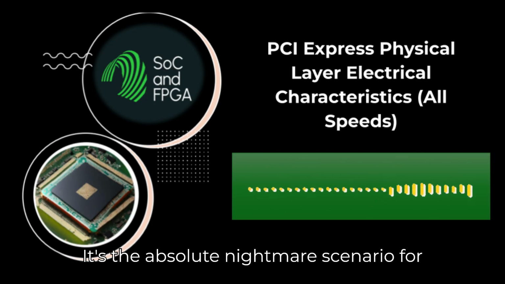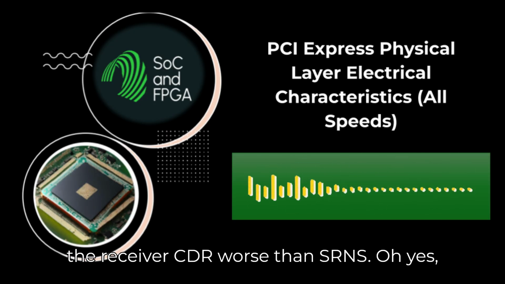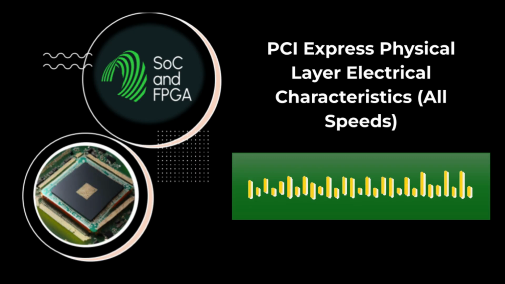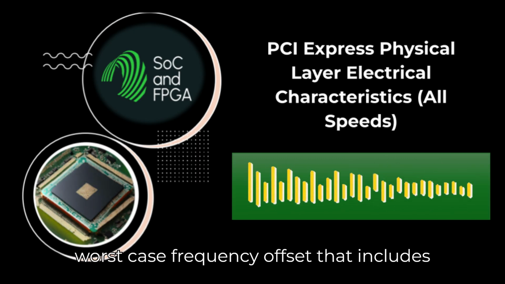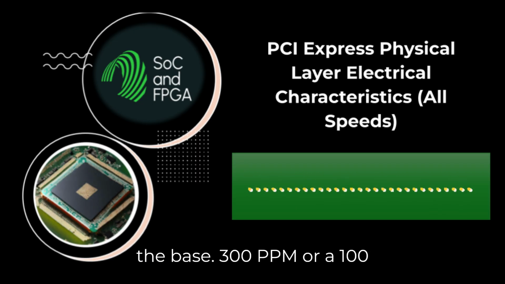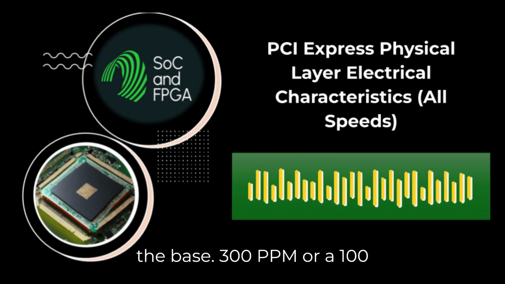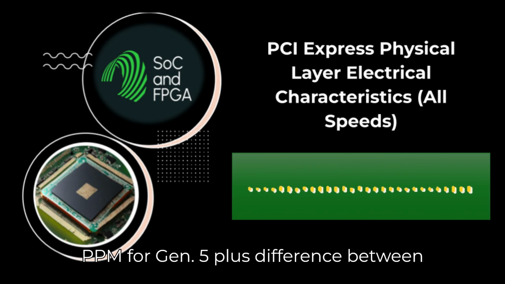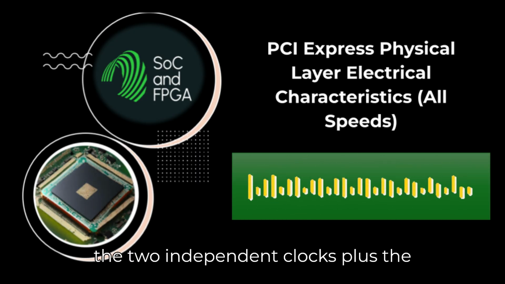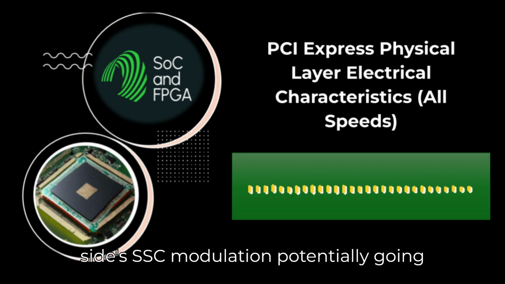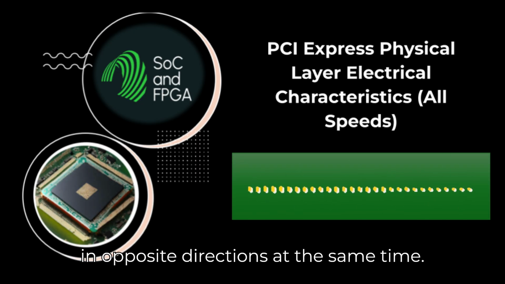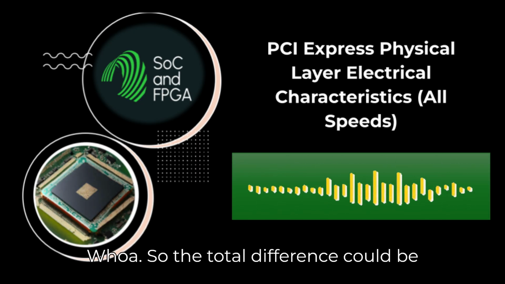It's the absolute nightmare scenario for the receiver CDR. Worse than SRNS. Oh, yes. The CDR now has to tolerate the combined worst-case frequency offset. That includes the base 300 ppm, or 100 ppm for Gen 5 plus, difference between the two independent clocks, plus the independent 5000 ppm swing from each side's SSC modulation, potentially going in opposite directions at the same time. Whoa, so the total difference could be huge.